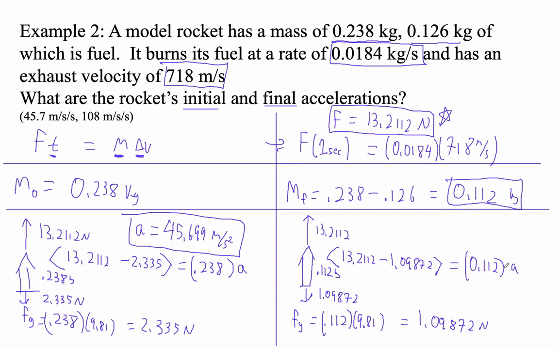We can do this. All right, where's my 13 number? There it is. 13.2112 minus that. I'm getting 12.112 divided by 0.112. Okay, I'm getting my acceleration is 108.147 meters per second squared.